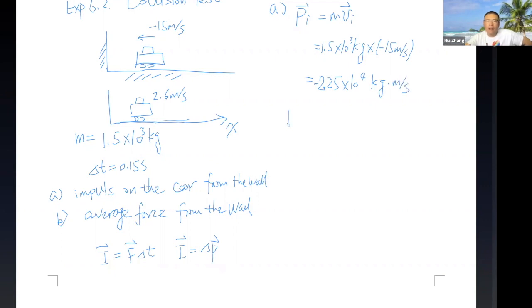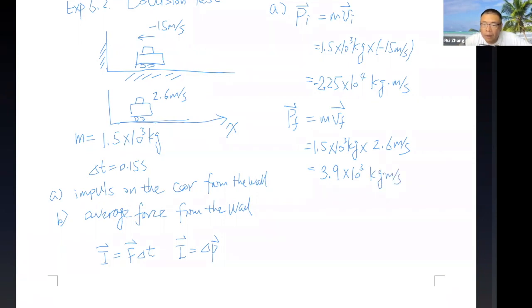The final momentum, similarly, is going to be m v_f, which is 1.5 times 10 to the third kilogram times positive 2.6 meters per second. I don't know offhand what 2.6 times 15 is, but basically it's 2.6 plus half of that, 1.3, so that's 3.9. So 3.9 times 10 to the third kilogram meter per second. That's the final momentum.